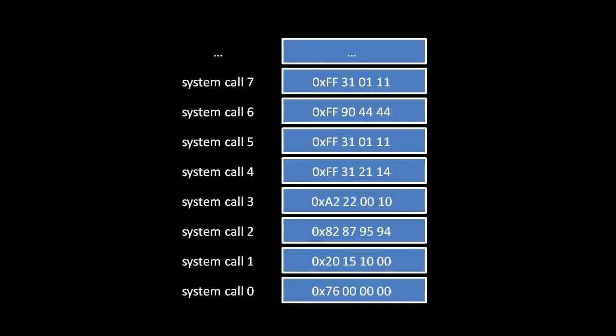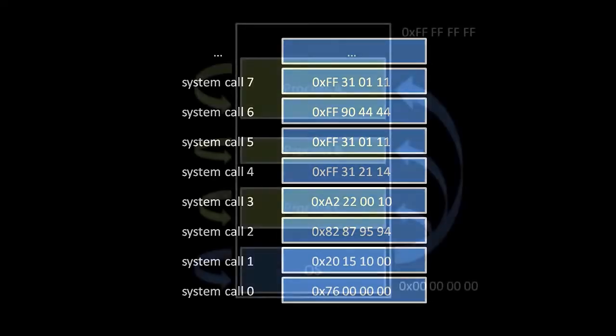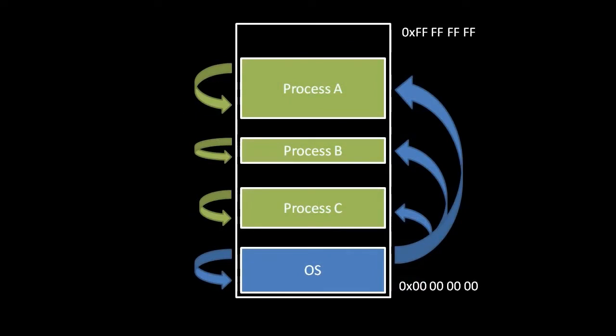Because the operating system controls this system call table, a process can only jump execution to addresses of the operating system's choosing. So aside from this loophole, how do the operating system and hardware restrict a process to only access its own portion of memory?